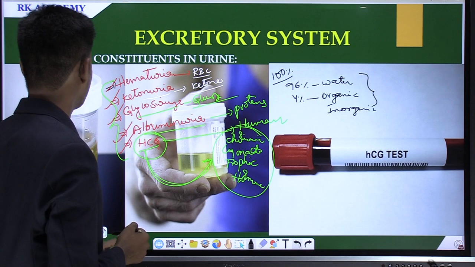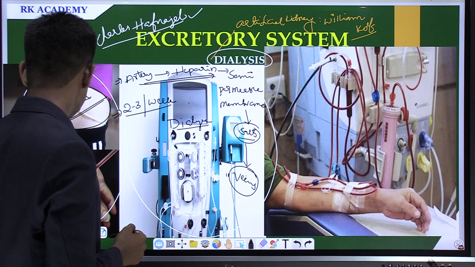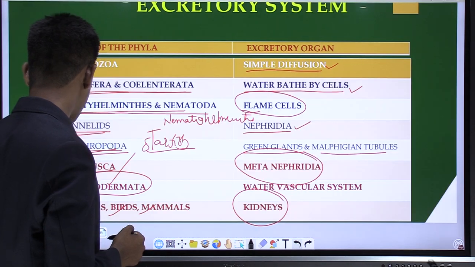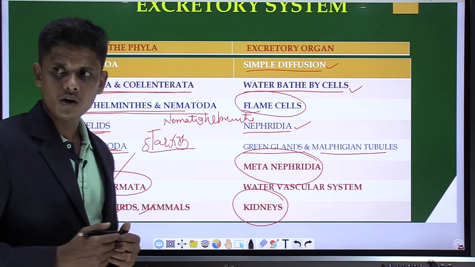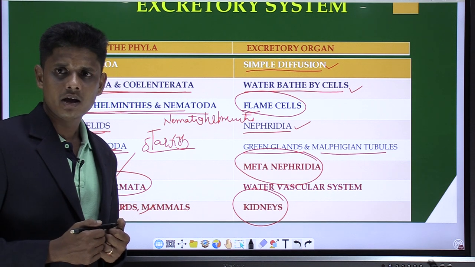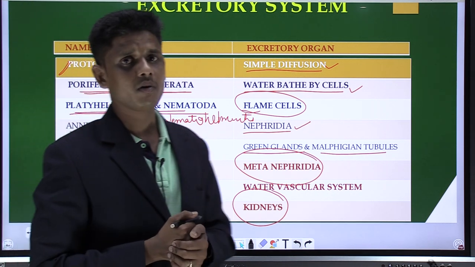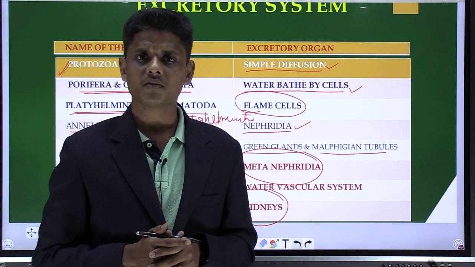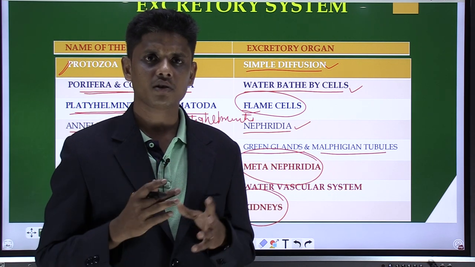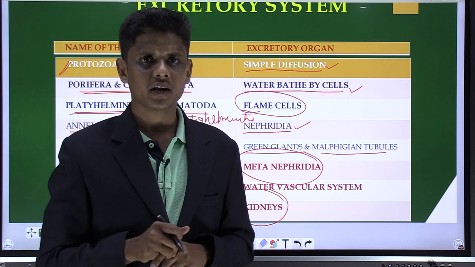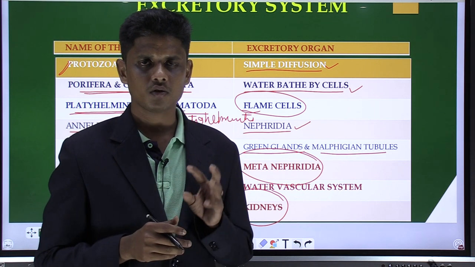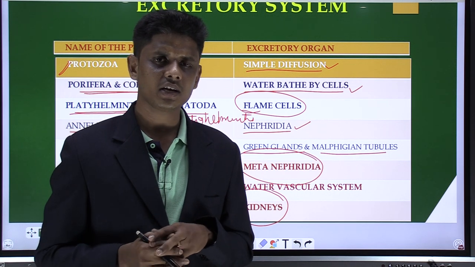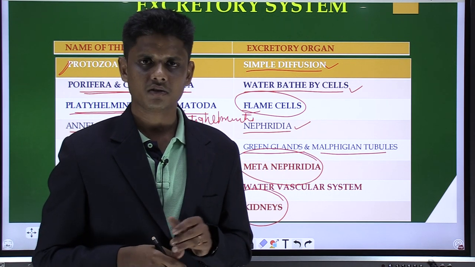And come to the next segment. In this complete session, we discussed excretion. What is excretion? Excretion means the elimination of waste material from our body. The length of the kidney is about 10 centimeters. The width of the kidney is about half of the length, so it is 5 centimeters. And the thickness of the kidney is about 4 centimeters.